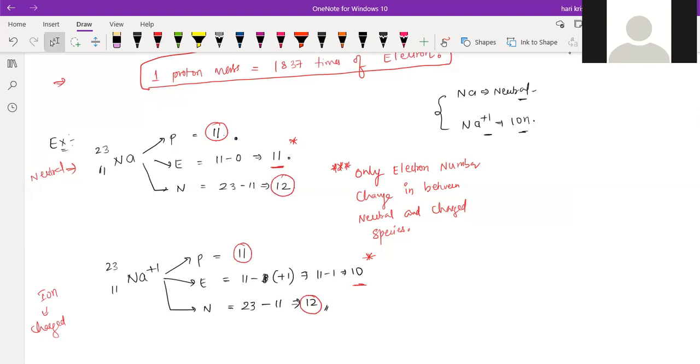Proton has a net charge, mass, and atomic number. The charge of proton is positive, right? Plus 1.60 into 10 power minus 19. Mass will also be there, 1.6732 into 10 power minus 27 kgs.